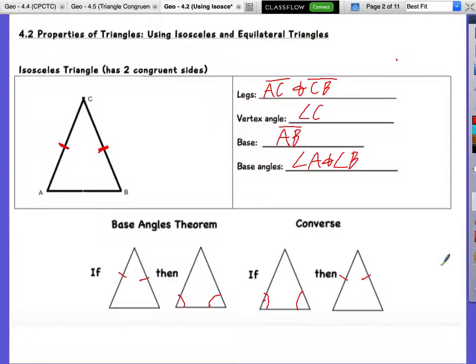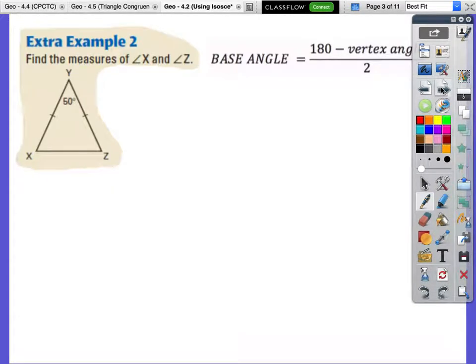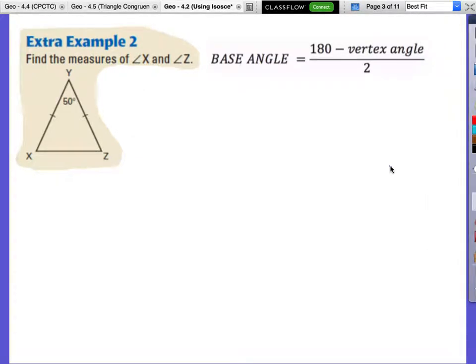Okay, we're going to take a journey right below this to this. It says extra example 2. It's not really an extra example 2. It just came from a book where it was an extra example 2. So we're trying to find the measures of angle X and angle Z. So we're trying to figure out what this is and what this is, where I just put two question marks.